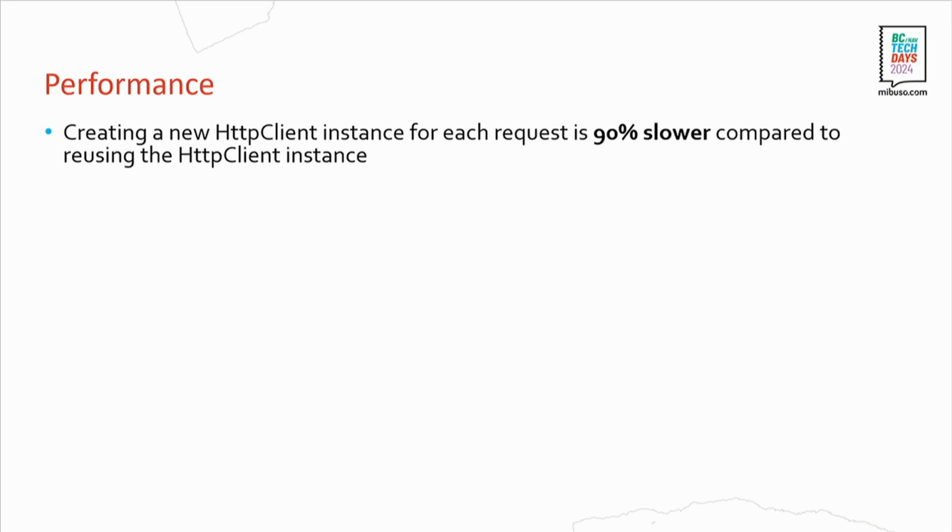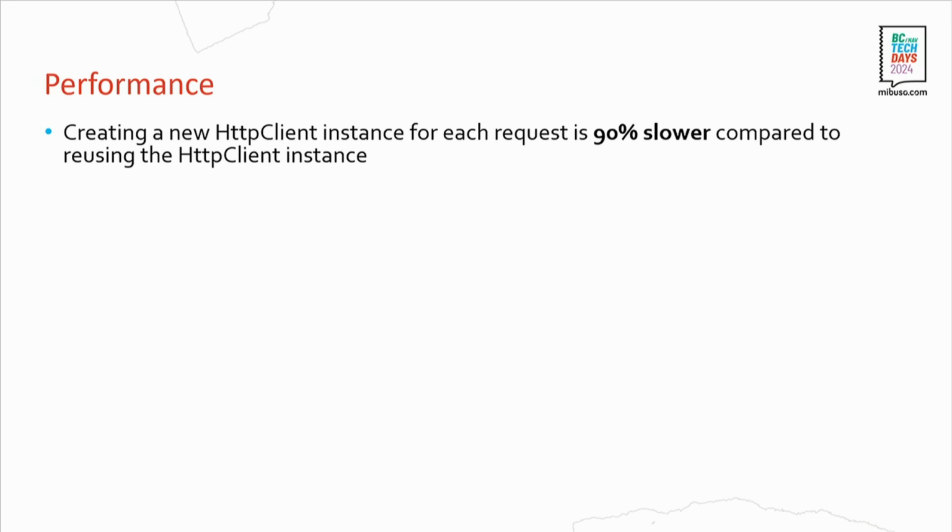So does that mean that you always should use an HTTP client as a global variable? No, that's not what I'm saying. Even if it is 90% slower, I had to run it about 10,000 times to even get into something measurable, like 7 seconds versus half a second or something like that.